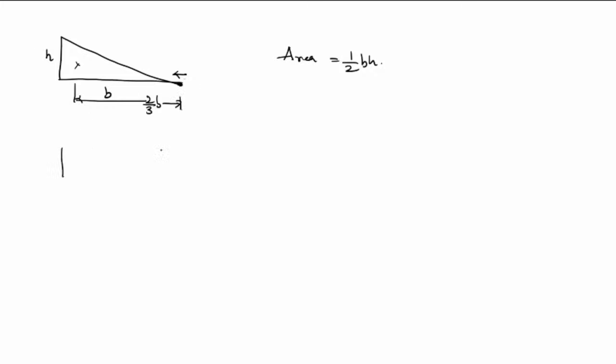For a rectangle, the area will be b times h, and the centroid will be at b by 2. These are well-known relations.